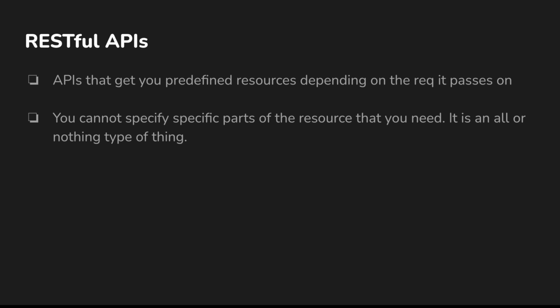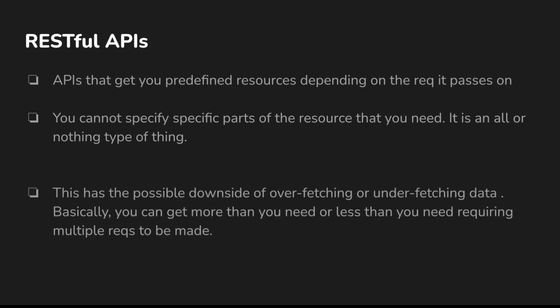This has a possible downside of overfetching, which is where you get way more data than you actually need. Let's say you get an entire user object that has 10 fields and you just need the username only. It also has the opposite possibility where you underfetch data. Say you need the user and you need the user's transactions, so you need to make two requests, one to get you the user object and then maybe another one to get the corresponding or related transaction object.